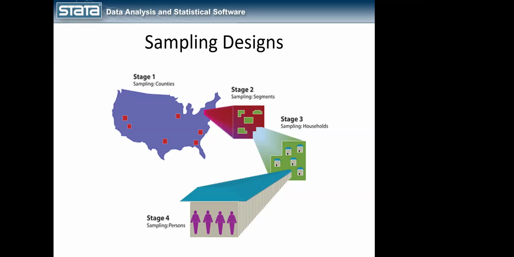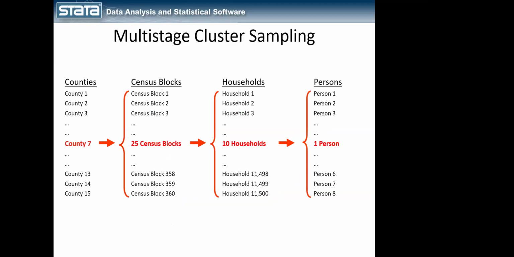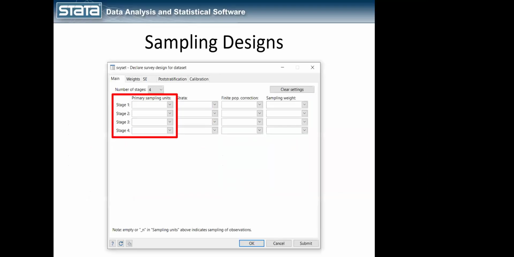It's fairly complex. Okay. Now, how would we go about actually doing this? Well, let's say that on the left, we start with counties. So we select 15 counties. And then I zoom in on county number 7. Maybe it's a really big county and it has 360 census blocks. So from within county 7, I'm going to sample 25 of them. From within those 25 census blocks, I'm going to sample 10 households from each of those census blocks. And then from each of those 10 households, I'm going to sample a person. Okay. So that's how we would go about the nuts and bolts of selecting a multi-stage cluster sample.